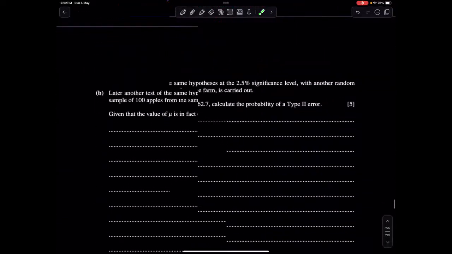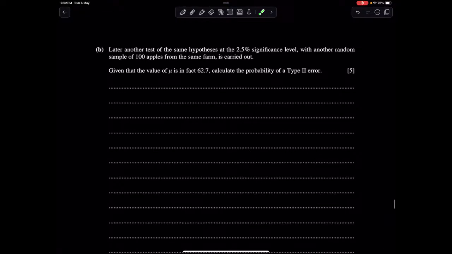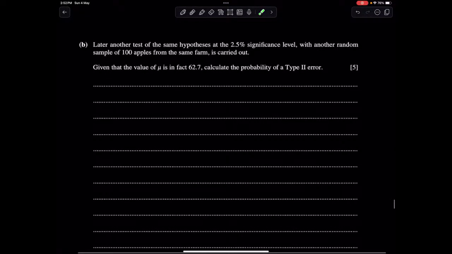Now the second part of this question. Later, another test of the same hypothesis at the 2.5% significance level with another random sample of 100 apples from the same farm is carried out. Remember, for type 2 error, they will always give you a new mean. This is a new mean. And remember, we use this value only for type 2 error probability. We never use this value for critical region. For critical region, we use the value of mu naught. For type 2 error, we need the critical region.